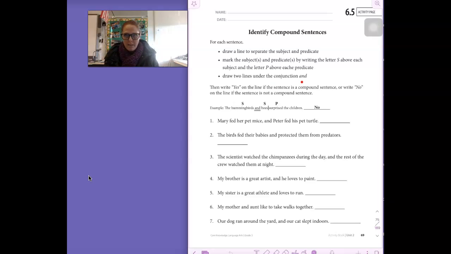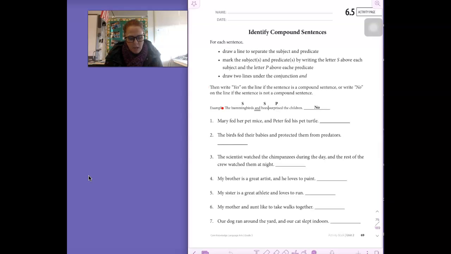conjunction and, okay? So what we're going to do first, we're going to draw a line to separate the subject and predicate. Remember, subject has the noun, predicate has the rest of the sentence, okay? We're going to mark the subjects and the predicates by writing a letter S above the subject and a letter P above each predicate. And we're going to draw two lines under the conjunction and. Finally, we're going to write yes on the line if the sentence is a compound sentence, or no on the line if the sentence is not a compound sentence.